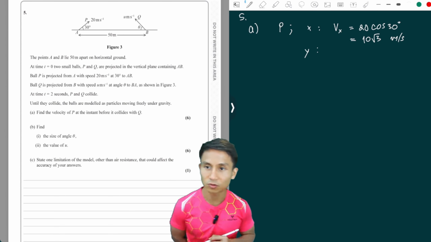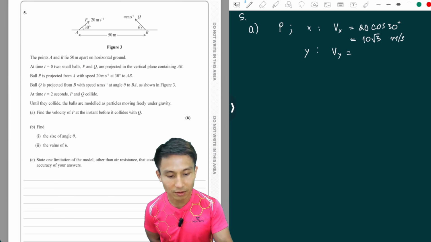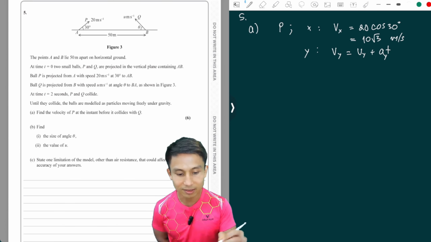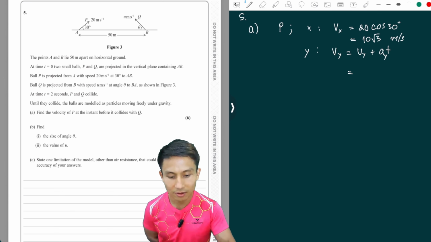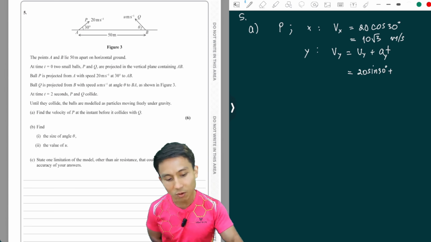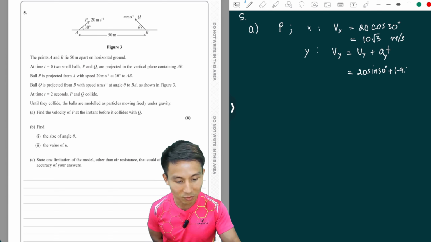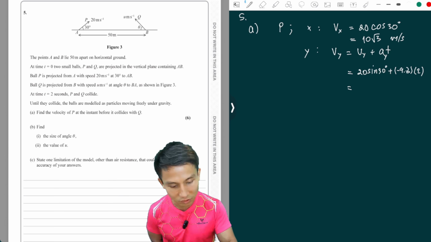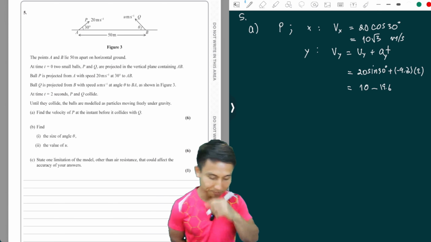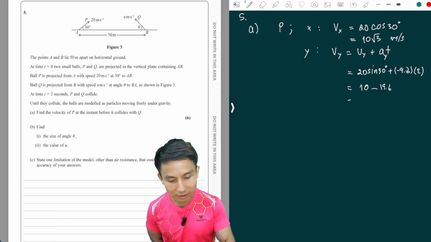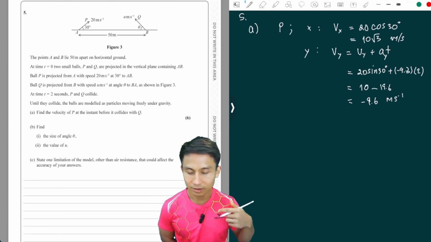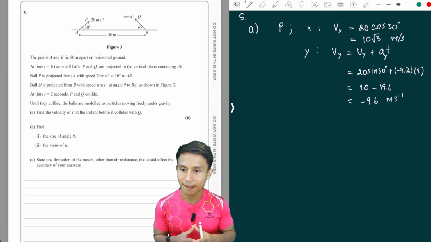Then for the vertical component, Vy equals Uy plus Ay t. At time equals 2, Uy is 20 sin 30, plus Ay, which is taken as the gravitational acceleration, minus 9.8 acting down, times t, which is 2. Sin 30 is 1 over 2, so that's 10 minus 19.6. So that's minus 9.6 meters per second. That is the final speed vertically.